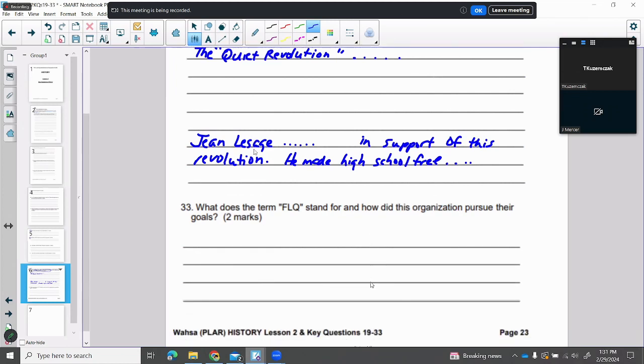Okay, key question 33. What does the term FLQ stand for? So FLQ is an acronym. So what does that stand for? What does F, L, and Q stand for?